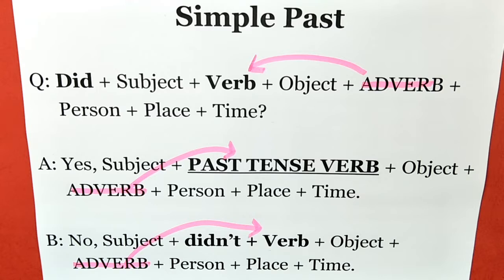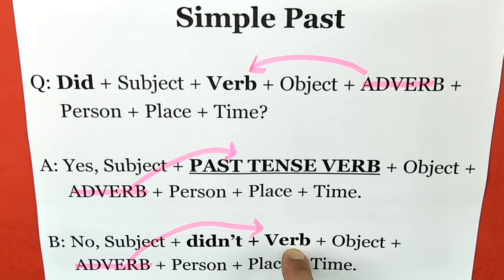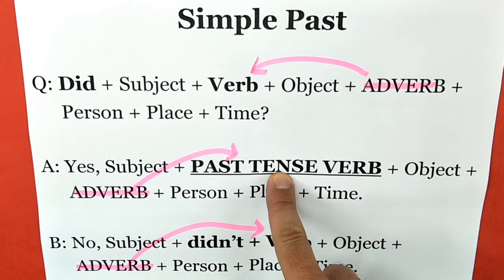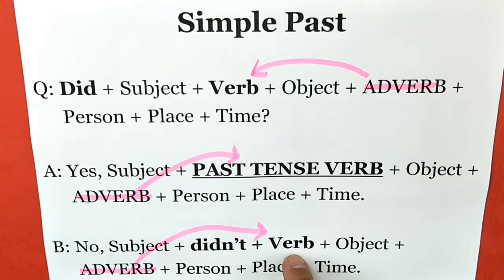B, answer no. No plus subject plus didn't plus verb plus object plus adverb plus person plus place plus time. Look at here. Didn't plus the verb. Notice the verb does not have an ed. It is not an irregular verb. It's just the verb. Okay? It's all very easy. Just remember, the affirmative statement, we have the past tense verb or the irregular verb. And for a question or a negative, we just have the verb.